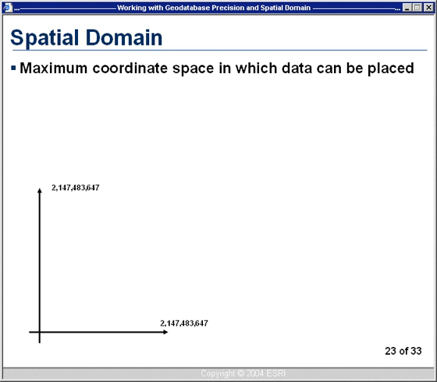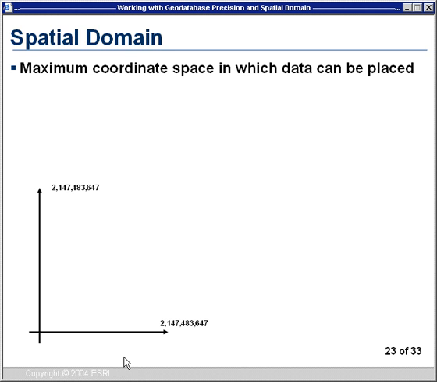Technically, we can define spatial domain as the maximum coordinate space in which data can reside. As you recall, the integer data type in which your coordinate values are stored has a limit of 2.14 billion. And you see that value again on the slide right here. That is a huge number. Nevertheless, you need to test if your coordinates multiplied by the precision exceed that limit.